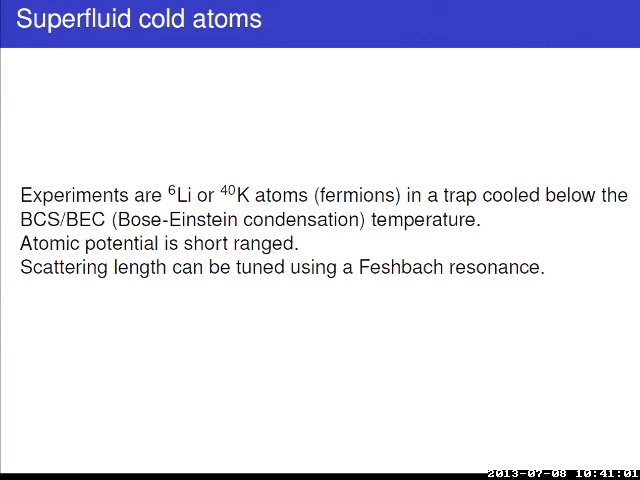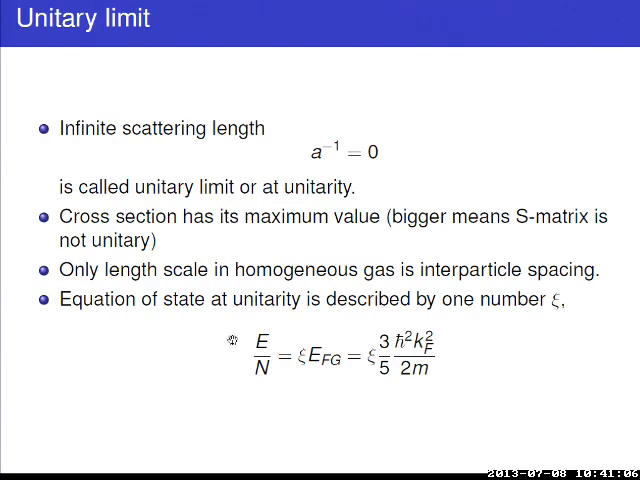Atomic potential is short range. The scattering length can be tuned using a Feshbach resonance. And I'll be looking mostly at the unitary limit here. At unitarity, because there's only one length scale, the energy is given by the free gas energy multiplied by this one number.